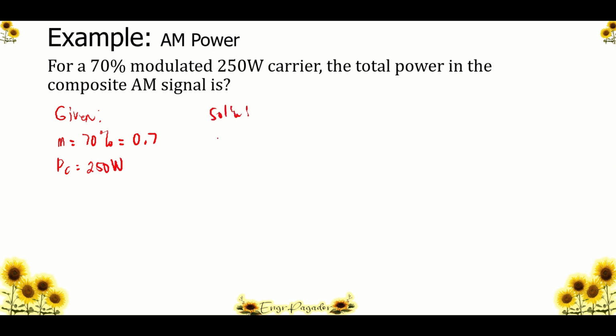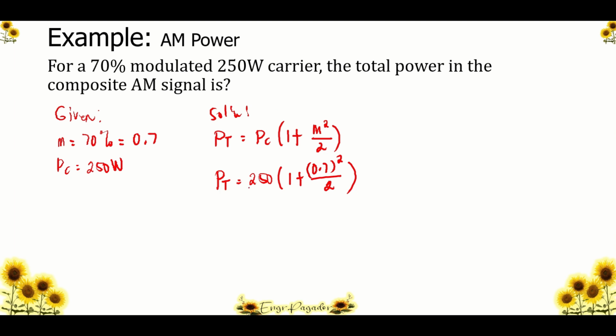So, again, ang gagamitin natin na formula will be PC multiplied by 1 plus M squared over 2. So, if we are going to substitute the given parameters to the formula, that will be equal to 250 times 1 plus 0.7 quantity squared divided by 2. So, solving this on your calculator. So, you can pause this video and then type this on your calculator. So, the total power will be equal to 311.25 watts. Okay? So, that is example number 2.